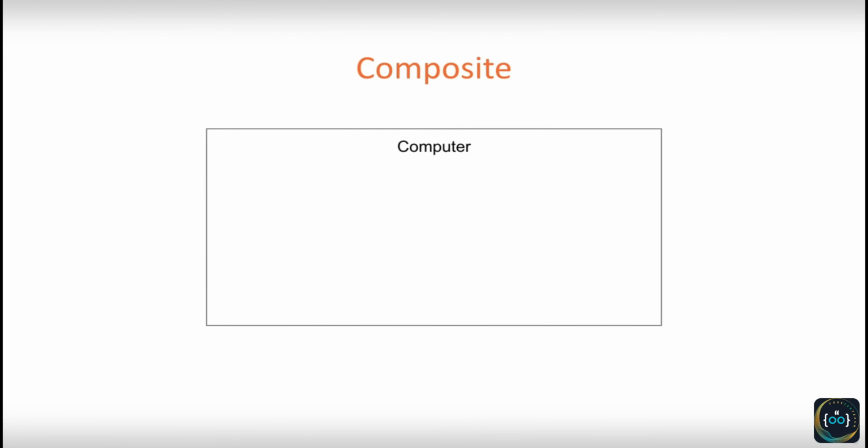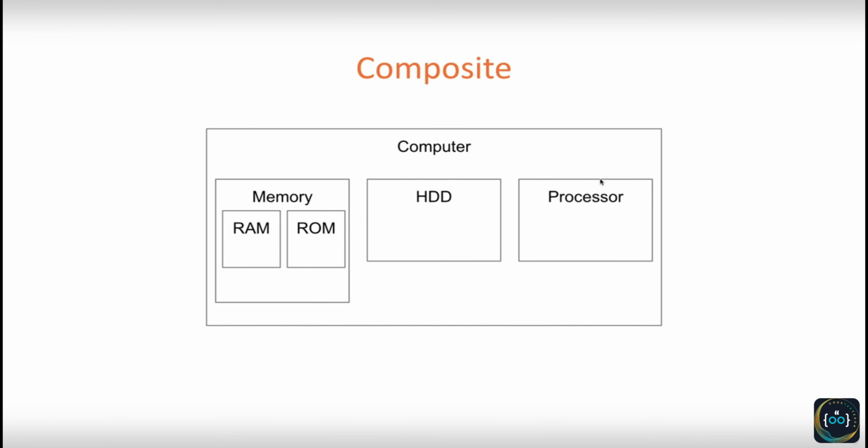So here we have a computer that is composed, among other things, of memory, hard drive, and a processor. And the memory itself is composed of a random access memory and a read-only memory. And you can imagine this kind of tree structure going much deeper. Each of these components can be subdivided into other components and so on and so forth, right? But I've simplified it here to just a tree that looks kind of like this.